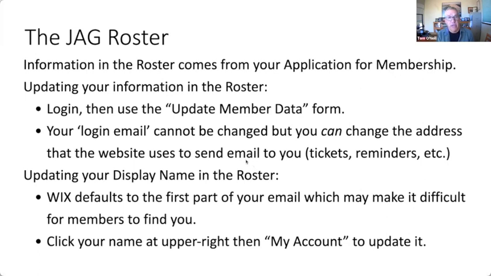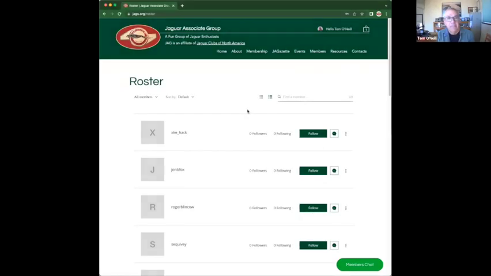Now, a real challenge we've had is in the roster. I'm going to show you that. In the roster, it sorts things in a way that doesn't make sense to me. The default is the most recent activity on the account. We do not have an alphabetical option. But the biggest problem is with this display name.